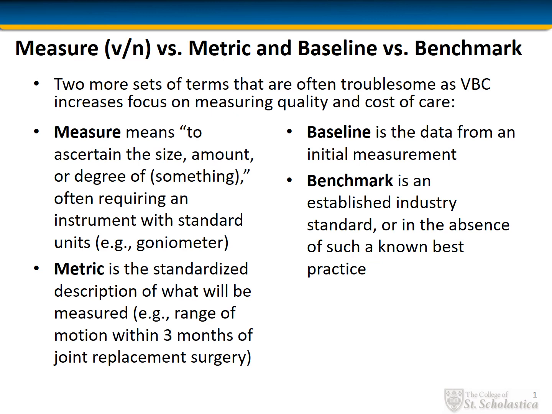A goniometer is a device that measures range of motion. Other examples, as I said, are rulers, scales, thermometers, and many, many others. Such devices generally answer the question, how much?